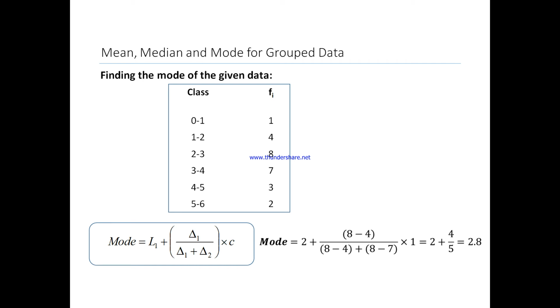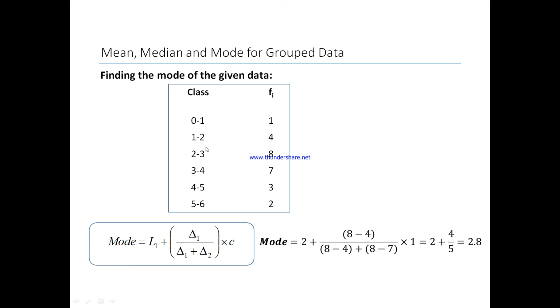If you are given the same data set, in order to find the mode, the first thing you have to do is find the mode class. The mode is, we know, the value which has the greatest frequency. So you can find the class interval which has the greatest frequency. If you observe the frequencies here, this is the greatest frequency. It's coming from this class interval 2 to 3. So that is the modal class. First you have to find that.